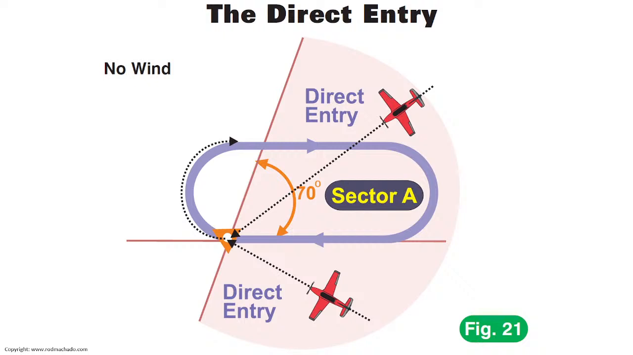Now, direct entry. There's a 180-degree space from here to here. If you're coming in on the same side as the inbound leg, you fly in and you just start making that turn.